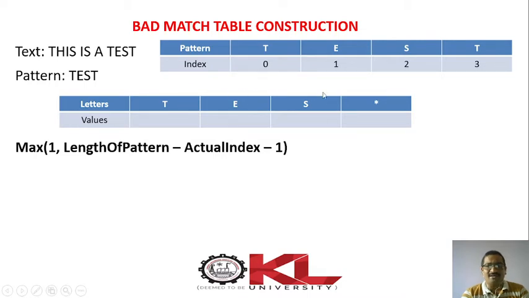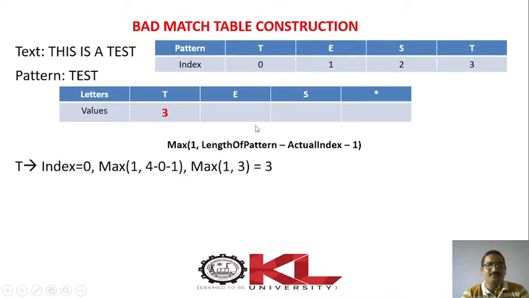Now this is how the bad match table is constructed. How many characters do I have to take? There are 4 characters. Among the 4 characters, the character T is repeated twice, but in the bad match table we take it only one time, and E is one time, and S is one time. And last, whatever characters there are, the last entry we take is the hashtag symbol. I will explain the significance of the hashtag symbol. Using this formula we need to fill in all the character values. We'll look at them one by one. How do we calculate and fill in the values? For example, what is the value of T?